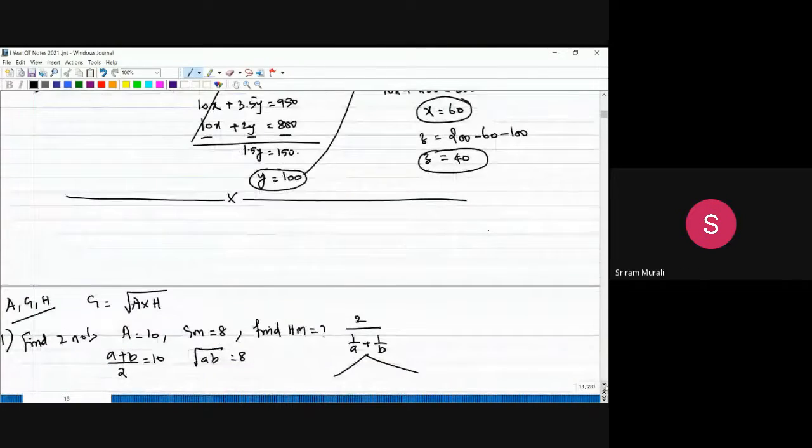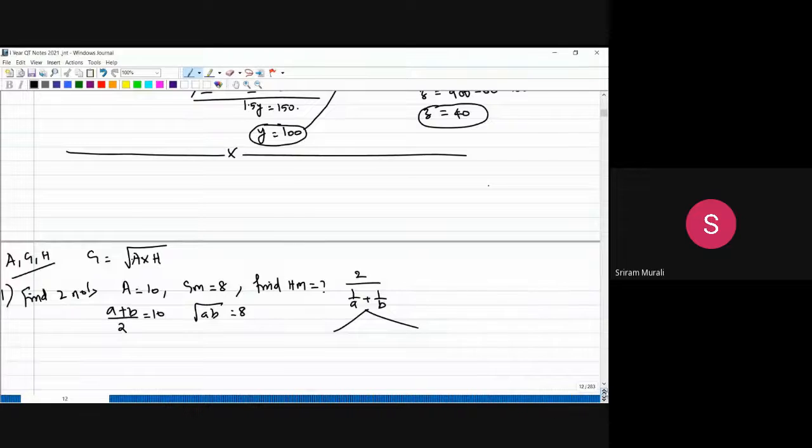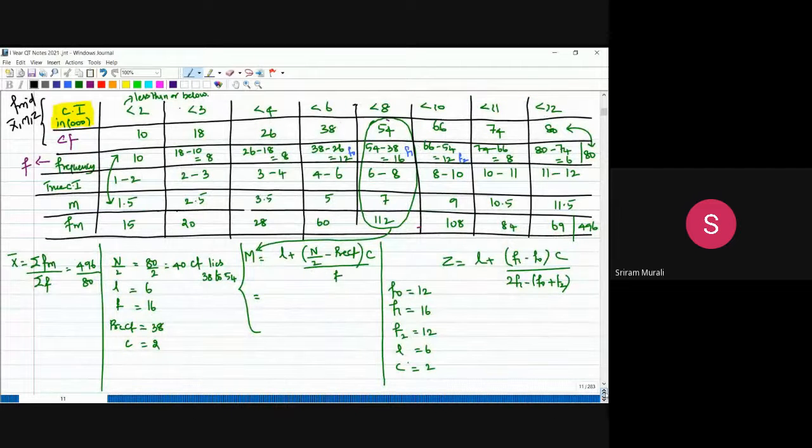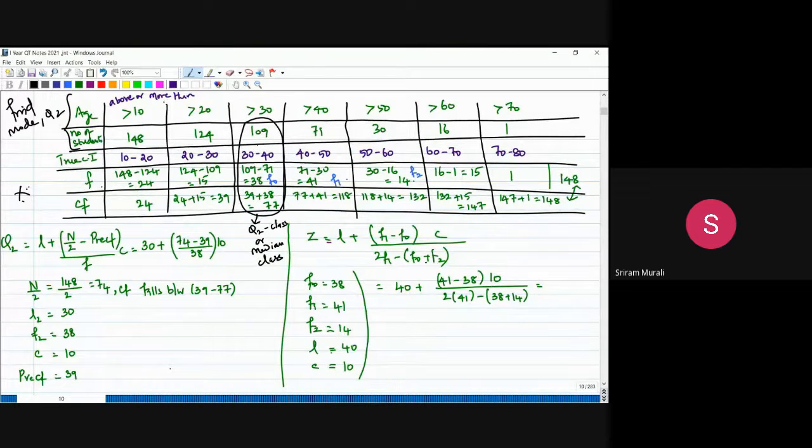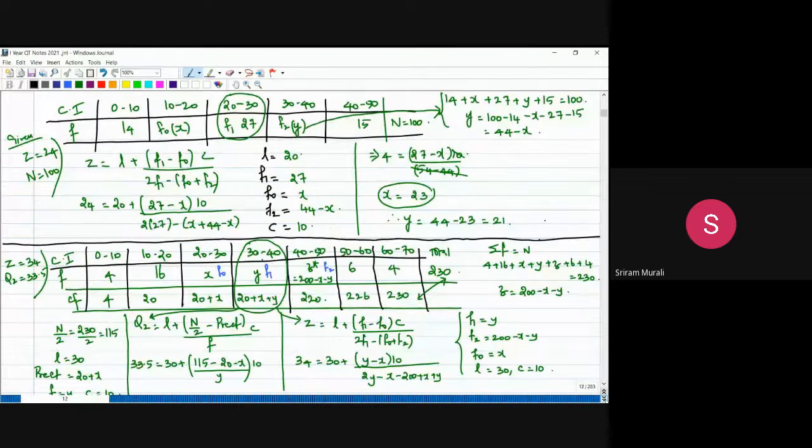So this is what will come in examination. Either you get this kind of question, either this, or you may get this in the examination. This missing frequency and all will come in 5 mark.